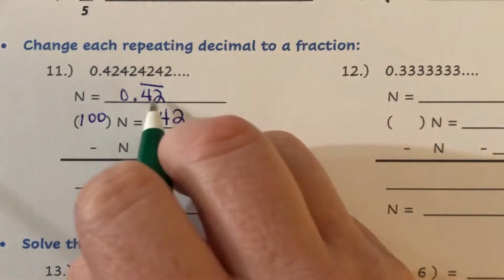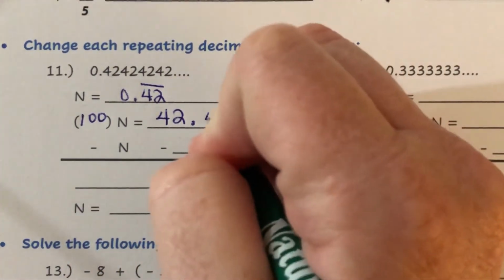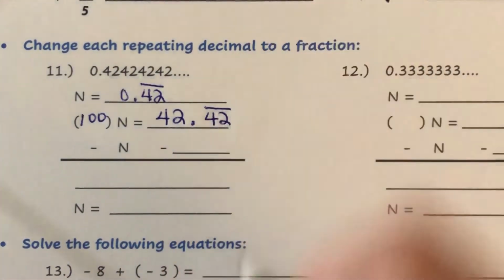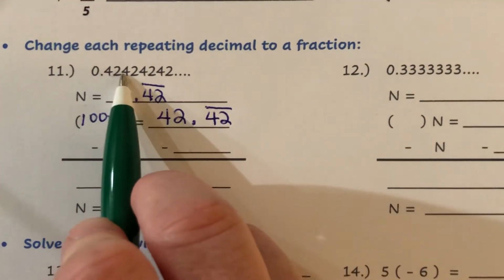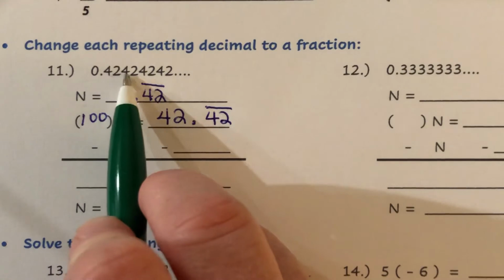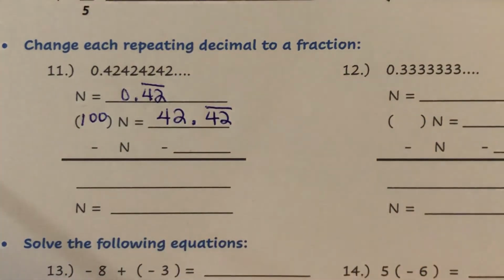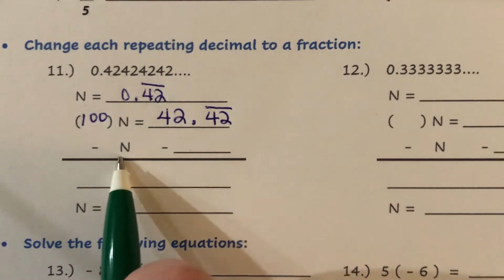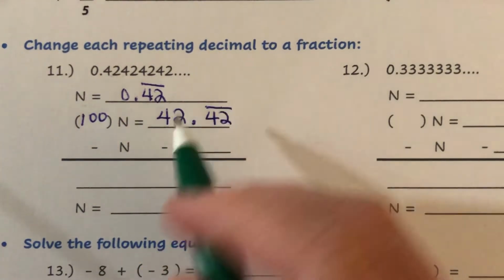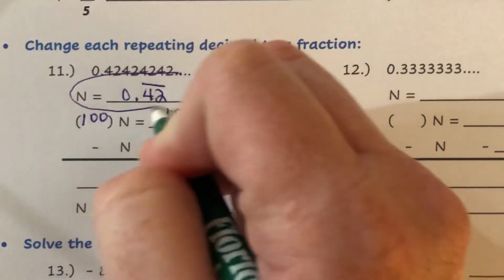And then that decimal keeps repeating, right? So I still have this behind there. If I took this decimal and moved it over 2 spaces, it would be 42.42424242 and keep going. All right, so now we have this. Now the next step is to get rid of this repeating part, right? Which is this up here.